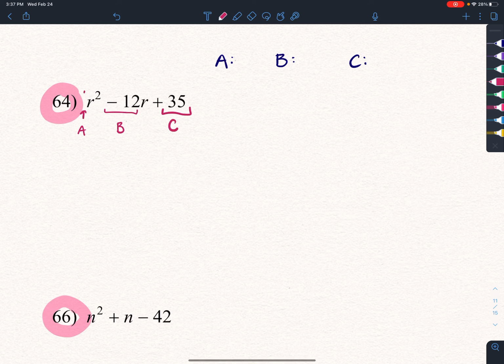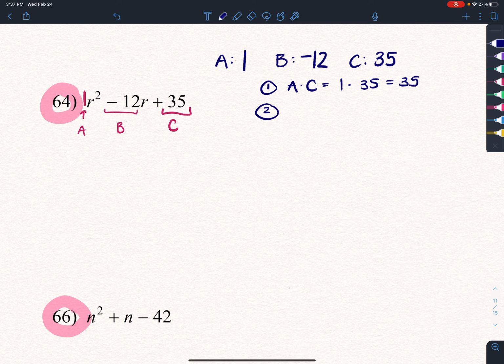Here in front of r squared, we do have a 1. So in this case, A is 1, B is negative 12, and C is 35. Okay, so that is the setup. Then we start with the first step, where we find the product of A and C. We do A times C. In this case, we have 1 times 35. We get 35.